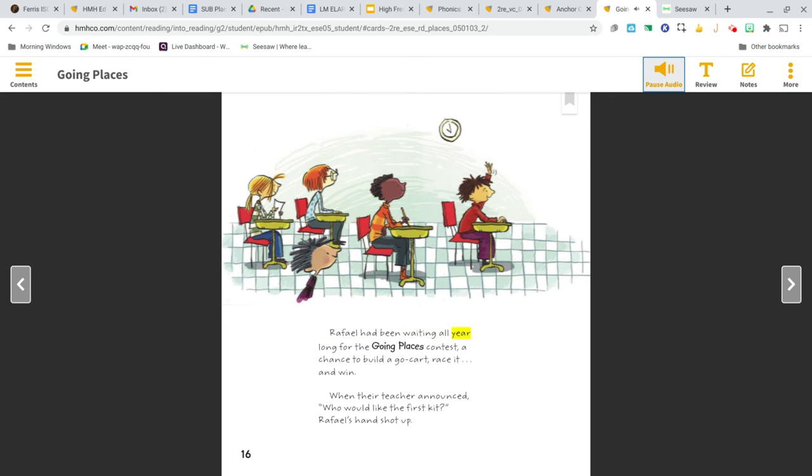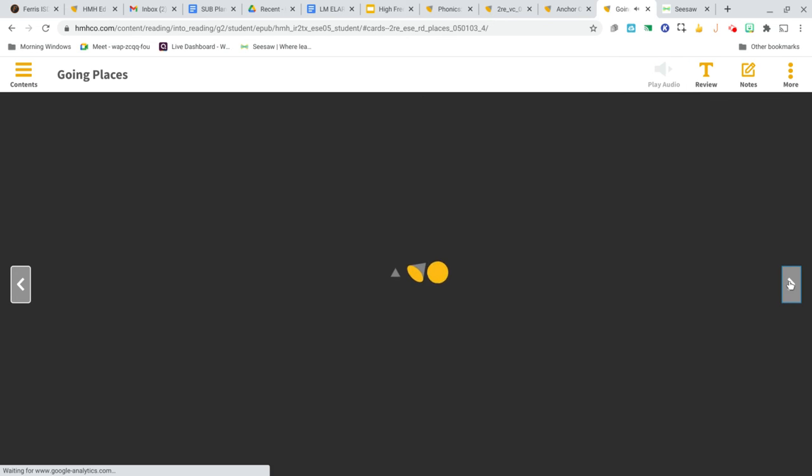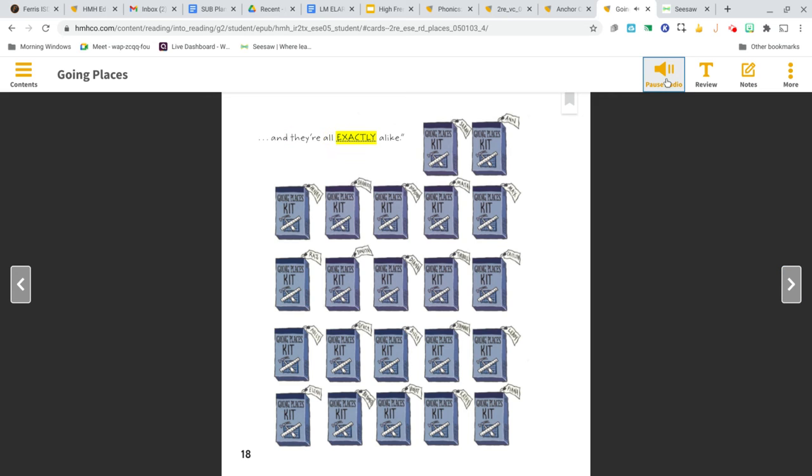Raphael had been waiting all year long for the Going Places contest, a chance to build a go-kart, race it, and win. When the teacher announced who would like the first kit, Raphael's hand shot up. The rest of the class watched enviously as Raphael walked back to his seat with the kit. Mrs. Chanda assured them, "Don't worry, you'll all be getting one. And they're all exactly alike."